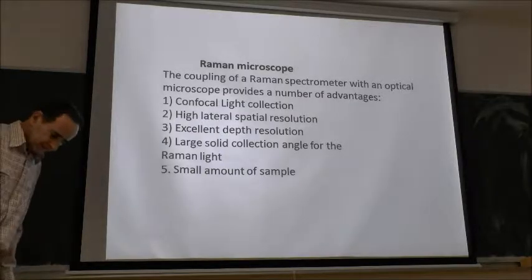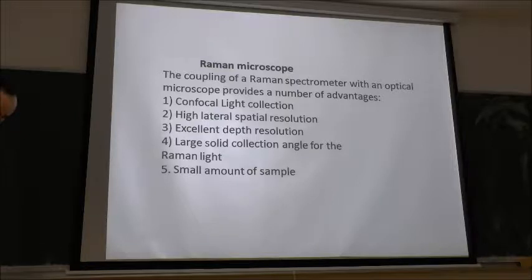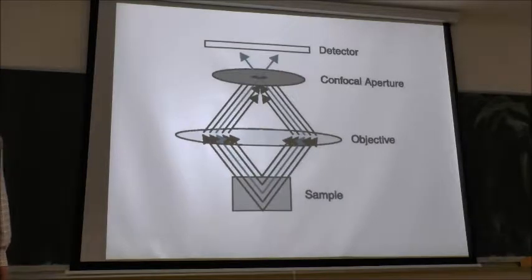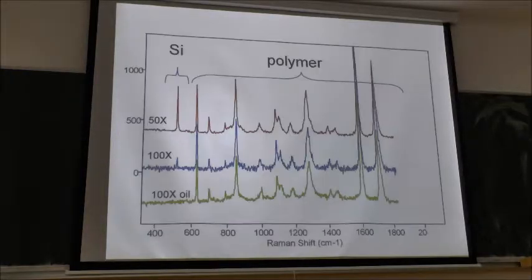So if we couple Raman to an optical microscope, we get quite many advantages. First is confocal light collection. For that reason we have high lateral resolution and high in-depth resolution. Large solid collection angles provide strong signals. And you can use a small amount of sample. This is the scheme of the confocal aperture, how it looks.